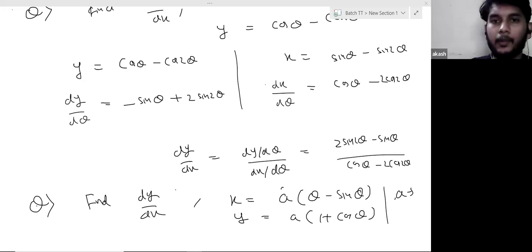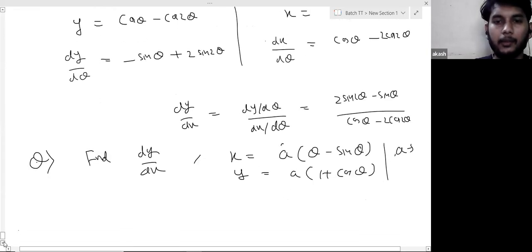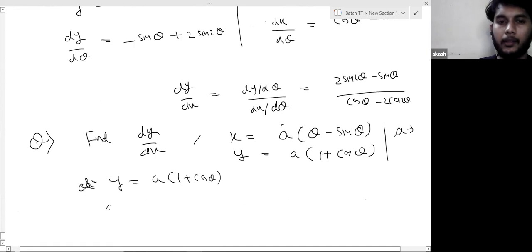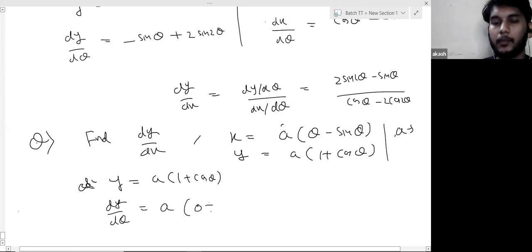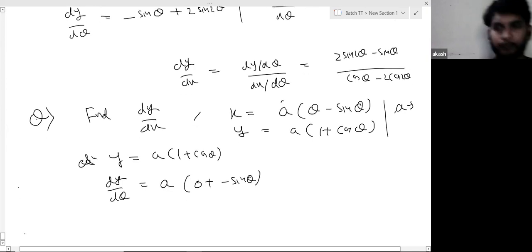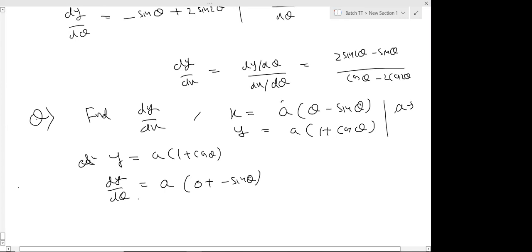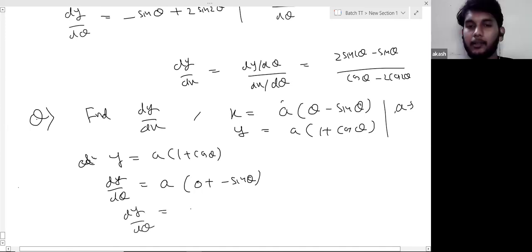All right. Let's see. You can simplify this also, Kinza. So we have y equals to a into 1 plus cos theta. So dy by d theta will be a times differentiation of 1 is 0 plus minus sine theta, right? This is clear, everyone? Yes, sir. All right. Dy by d theta is minus a sine theta.